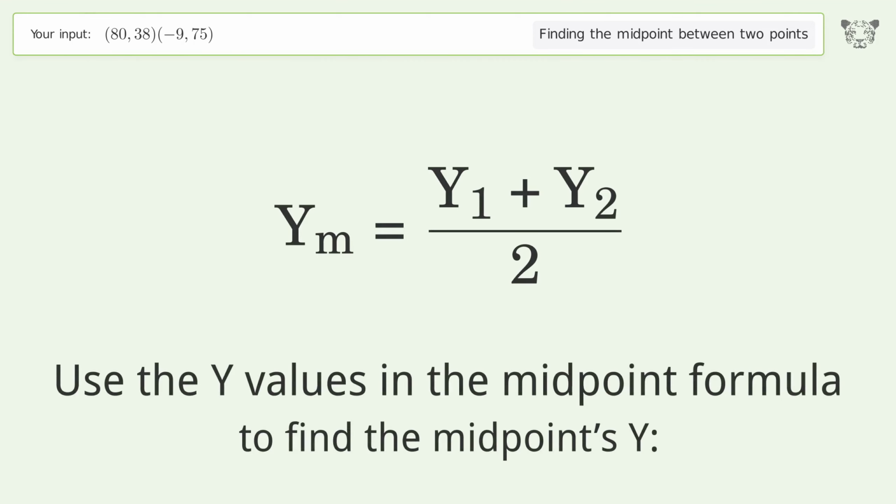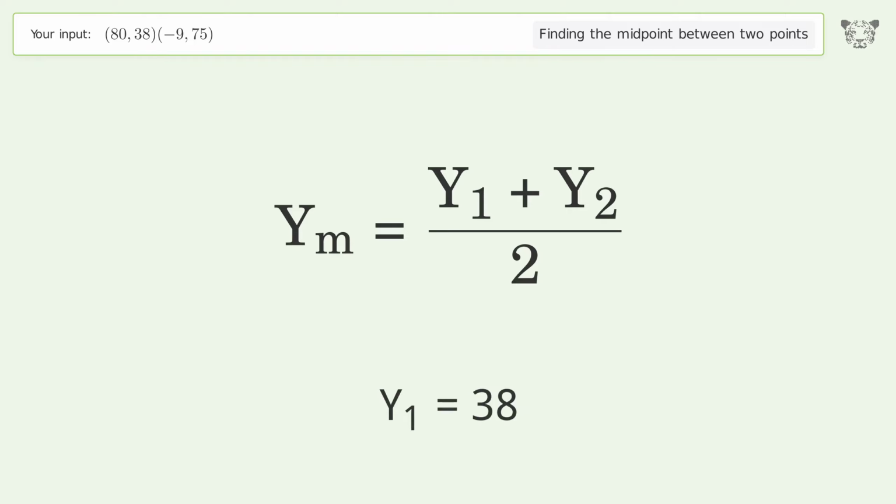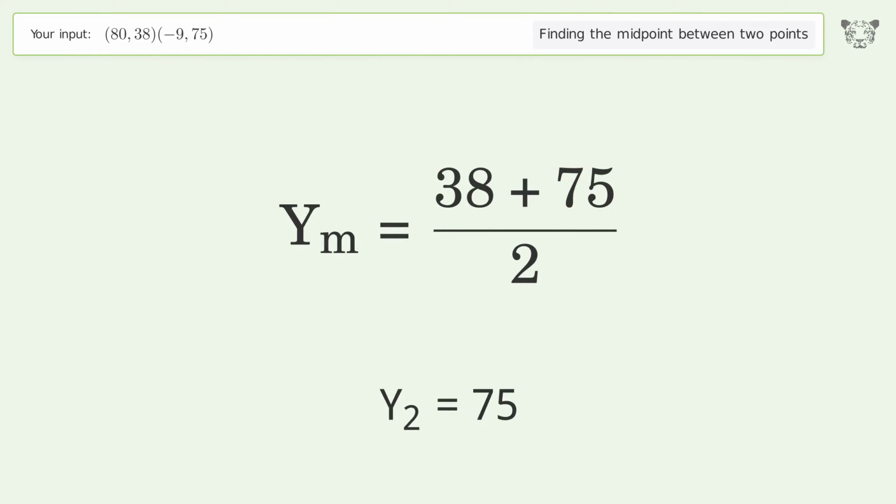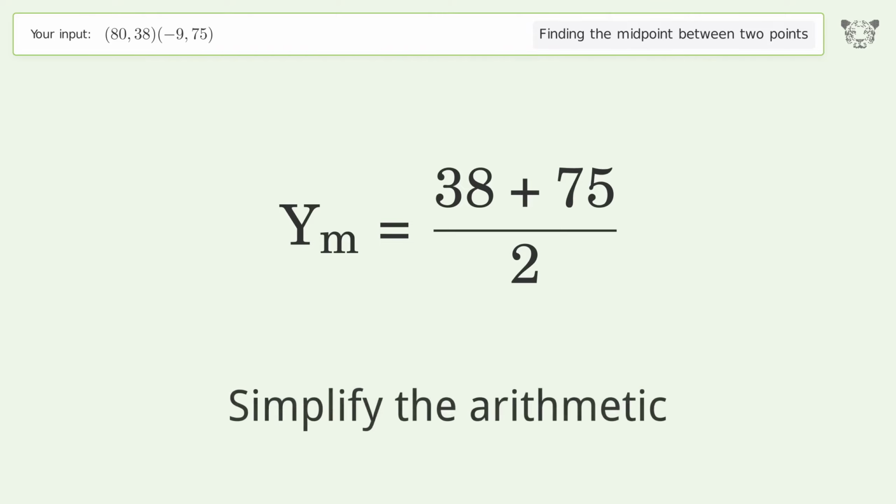Use the y values in the midpoint formula to find the midpoint's y. y1 equals 38. y2 equals 75. Simplify the arithmetic.